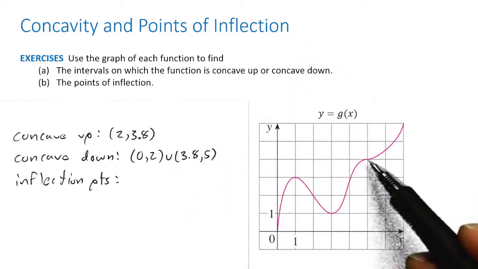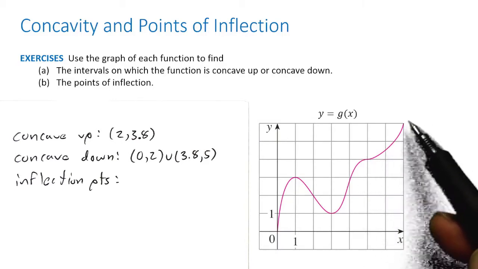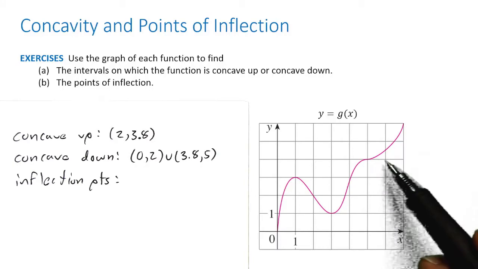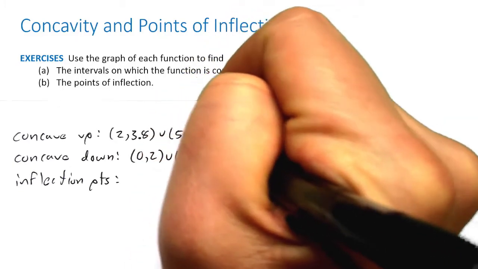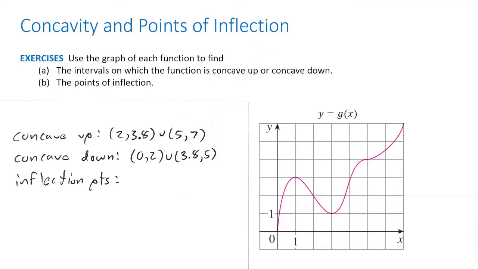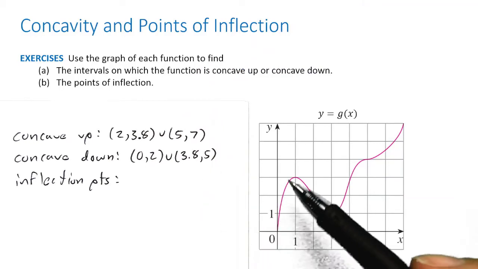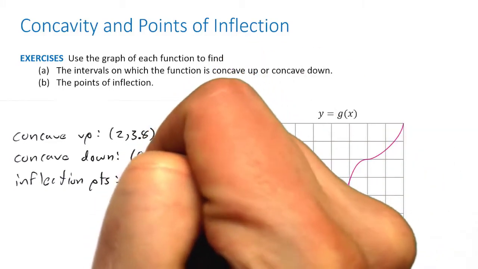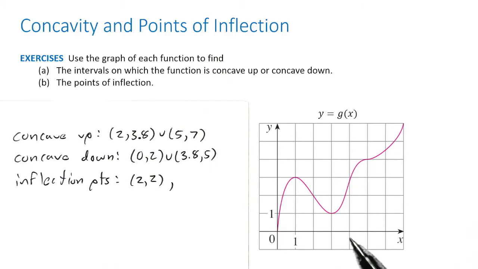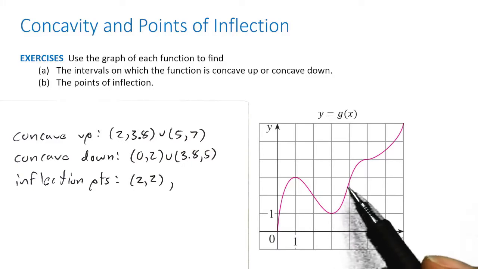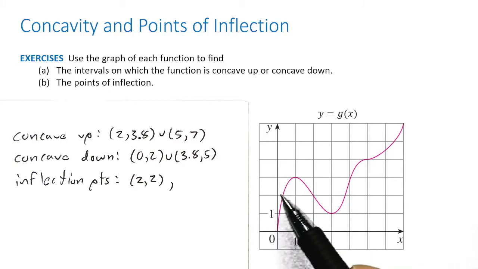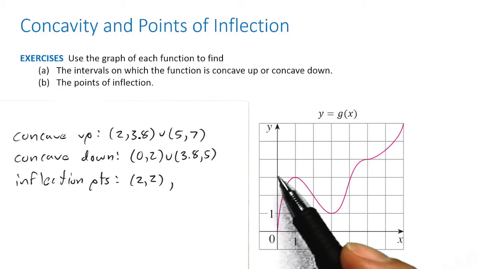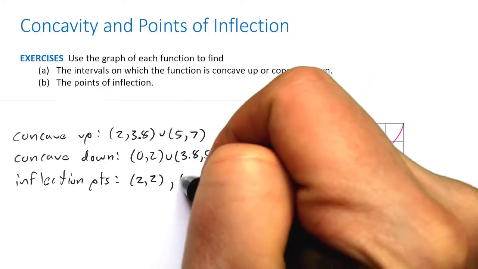And then what happens after 5? Well, now it's bowl-shaped up again, so that's concave up. So from 5 to 7, it's concave up. Okay, and where did it change concavity? Well, it changed concavity right here at the point (2, 2). And it also changed concavity at 3.8. So at 3.8 comma, what is that? That's about halfway between this number and this number. Halfway between 2 and 3. So (3.8, 3.5).